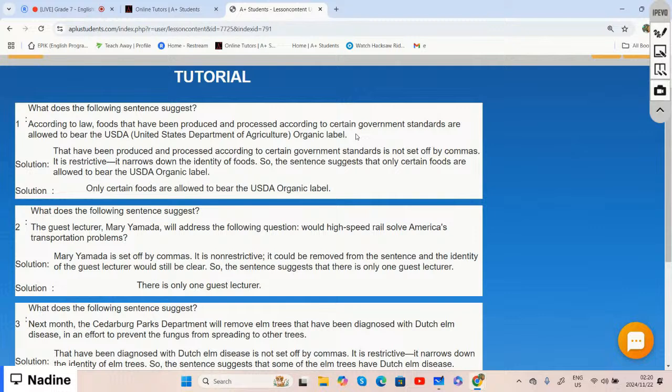So the sentence suggests that only certain foods are allowed to bear the USDA organic label. And it is not set off by any commas. That is restrictive. So which means that only certain foods are allowed to bear the USDA organic label. So now we're going on to the next one.